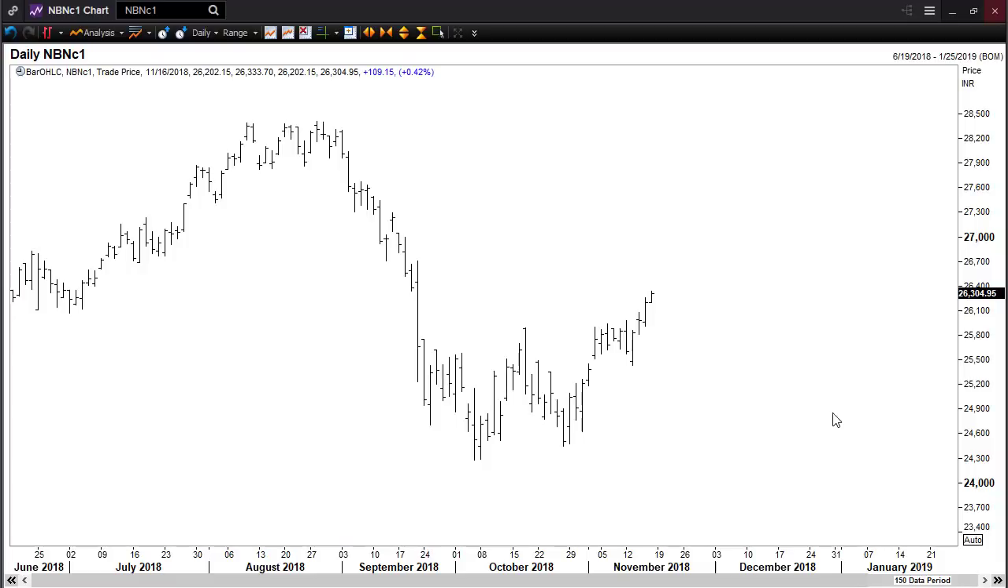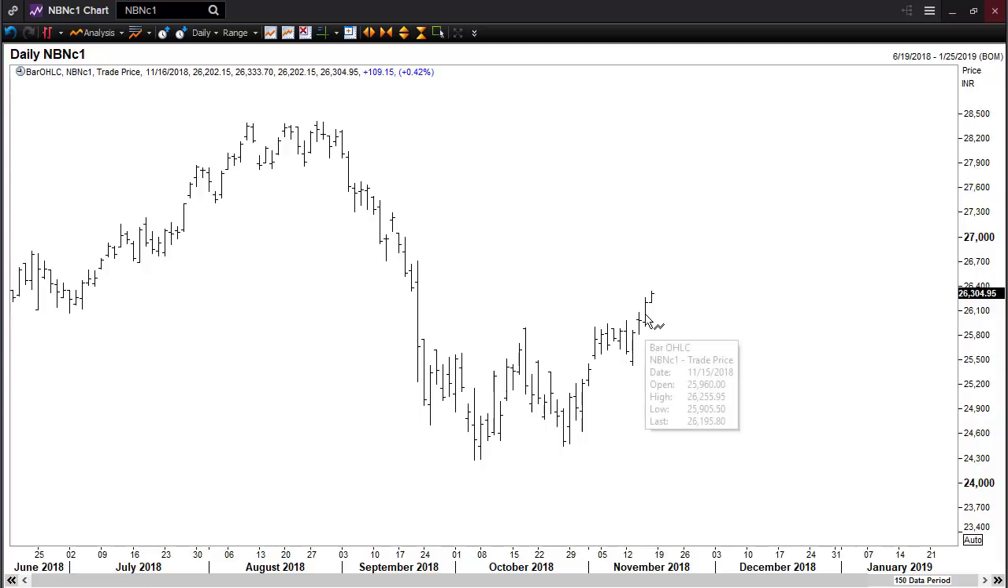So here we are looking at the daily chart of the Bank Nifty Futures continuous chart, which is why it says C1 here. It's a continuous chart. And I'm recording this around 10:50 in the morning of the 16th of November, as you can see from the date on the top left hand side. The current price is 26,304 and it opened at 26,202.